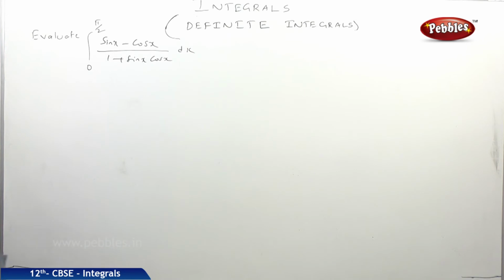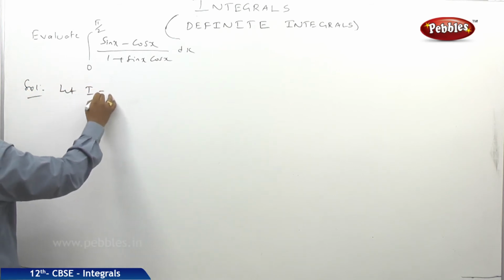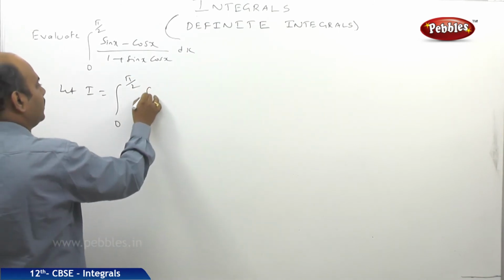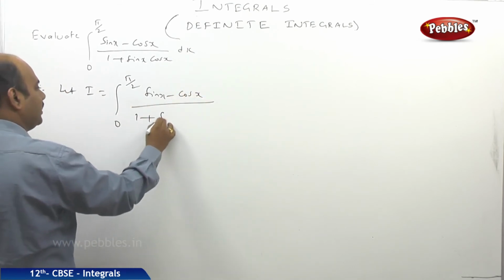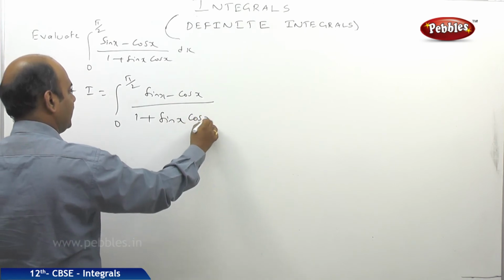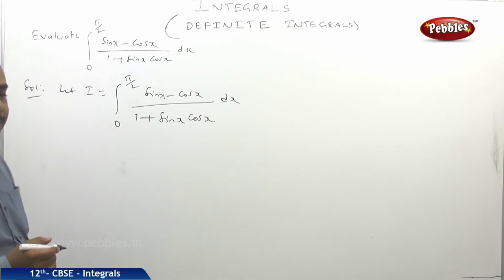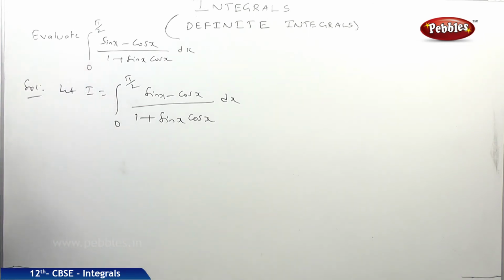Integral from 0 to pi by 2 of sin x minus cos x divided by 1 plus sin x cos x dx. So what I will be doing, as usual: let I be equal to the integral from 0 to pi by 2 of sin x minus cos x divided by 1 plus sin x cos x dx. Same property I will be applying. What is that property? Integral from 0 to a of f of x dx is equal to the integral from 0 to a of f of a minus x dx.